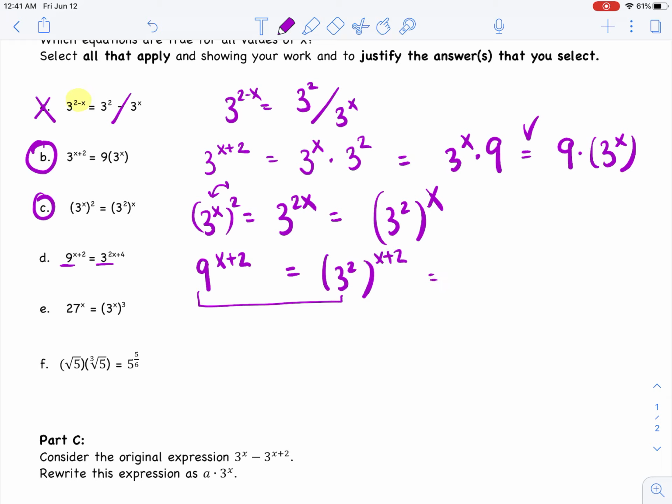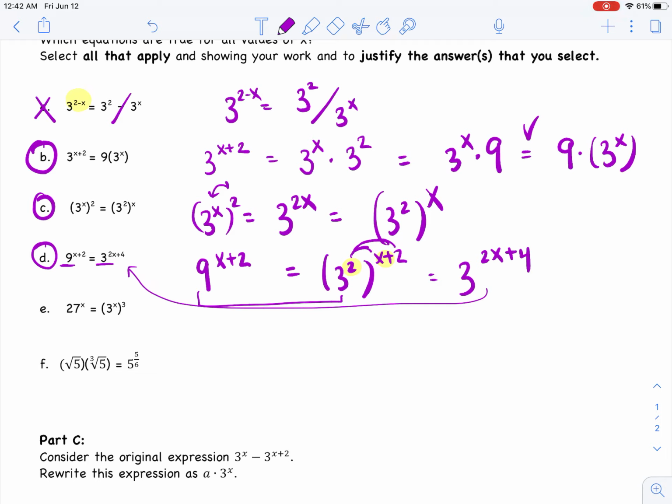Then guys, look. This one, power to the power, right? Power to the power. So I will multiply this. Then 3 to the 2x plus 4, right? 2 times x is 2x, 2 times 2 is 4, right? Then look, it's the same thing. Same thing over here. So this is also true, right?